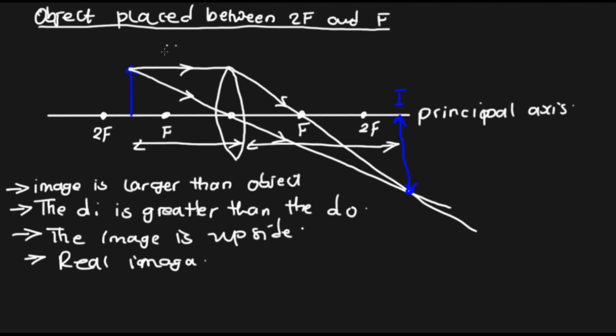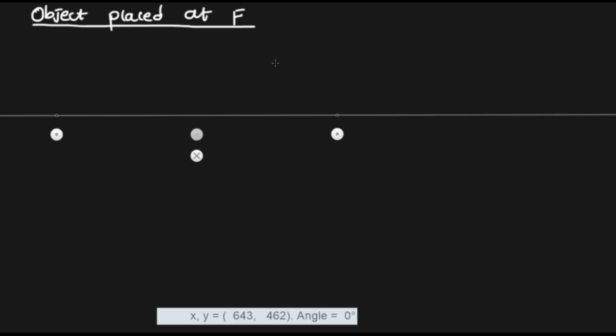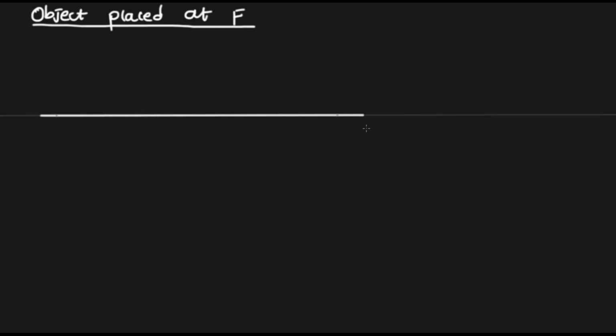Now, let's move on to, if we place an object at F. So what I want you to take note of is the characteristics associated with the image, because they have to be in line with the calculations that we are going to look at in the next video. So make sure you stay tuned.